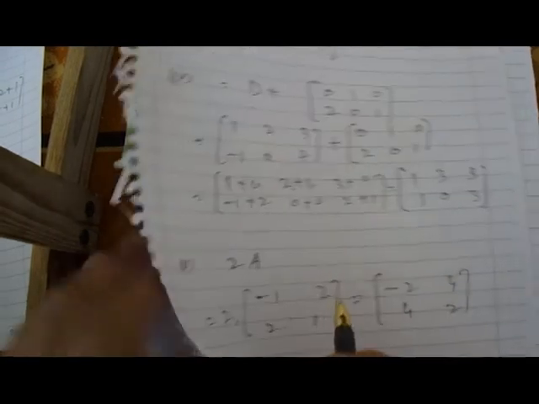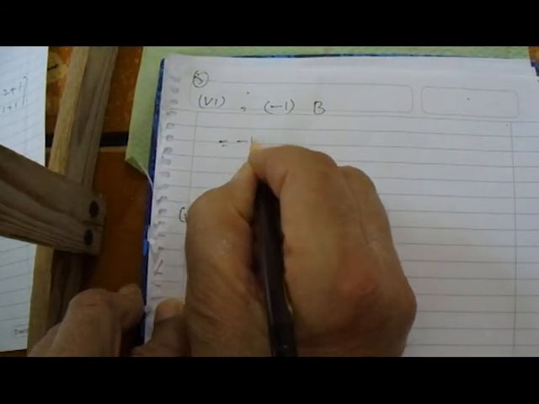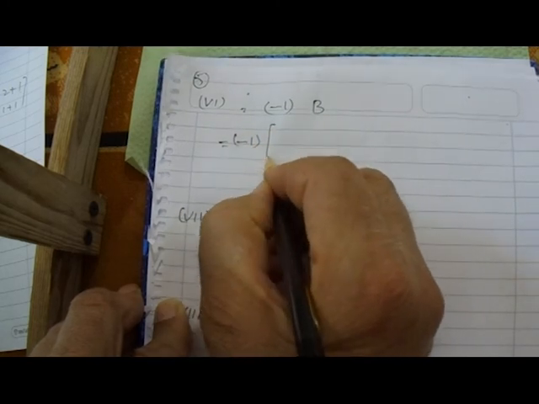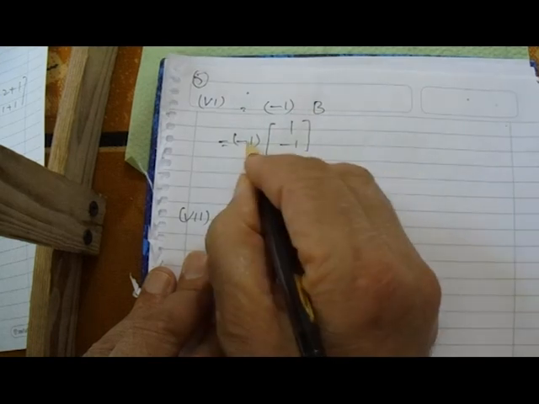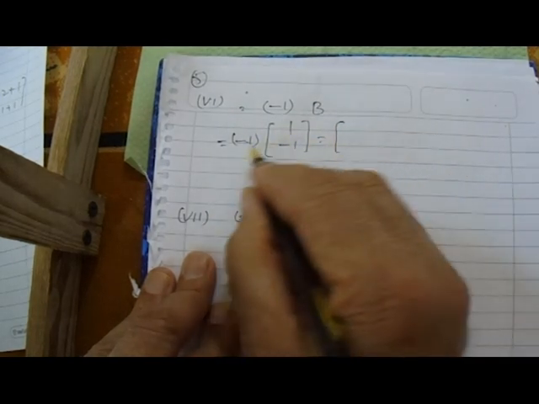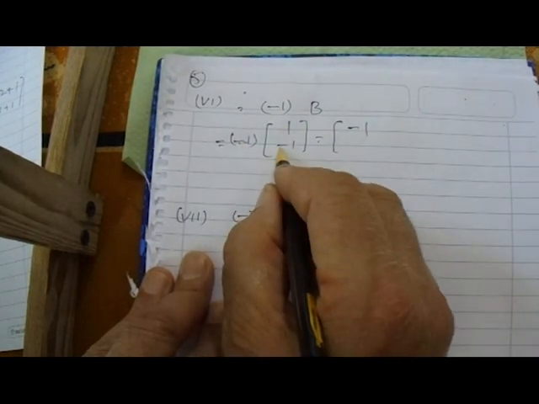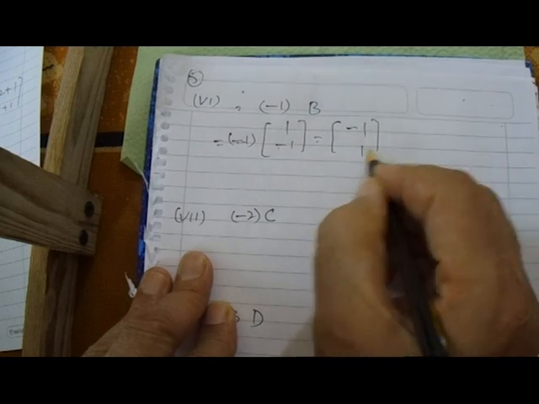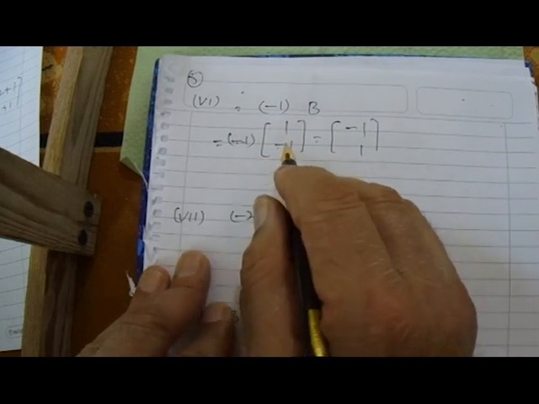Now next question is given. Now minus 1 is multiplied with B. Now again we write here minus 1, and write here my B matrix. Our B matrix is 1 minus 1. Now this minus will multiply each element of this matrix. Minus 1 multiply this 1 is minus 1, and minus 1 multiply this minus 1 is plus 1. Now this is the multiplication of minus 1 with this matrix.